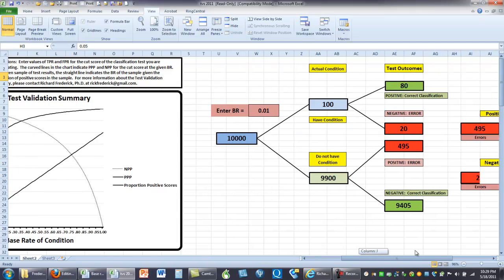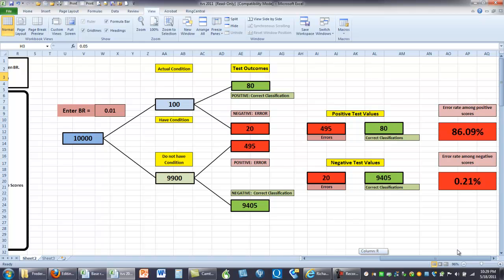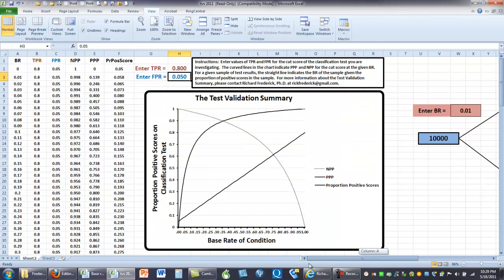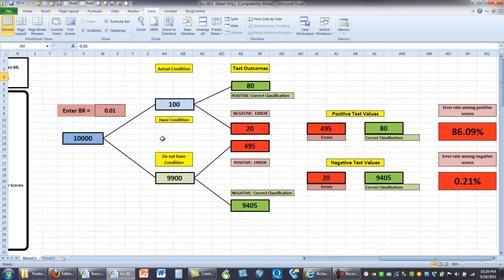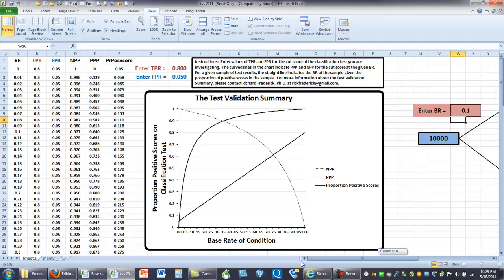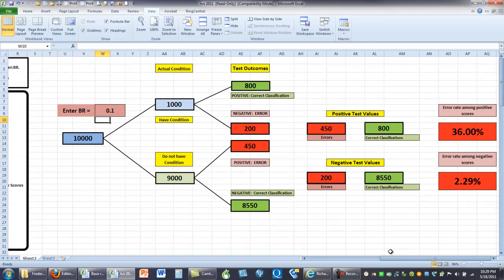Now let's look over here at a different way of evaluating this. When the true positive rate is 80% and the false positive rate is 5%, let's look at this. Well, let's look at the situation when the base rate is 10%. The base rate is 10%. 1,000 people have the condition. 9,000 people do not have the condition. And if you give the test to all 10,000 people, we expect when the true positive rate is 80%, the false positive rate is what? 5%. Okay, so look. The true positive rate is 80%.